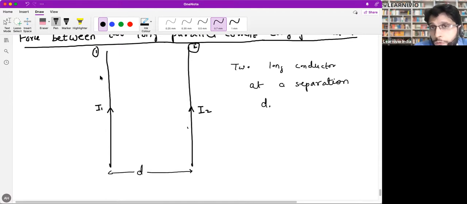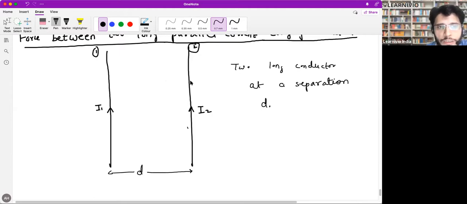A conductor will experience force due to an external magnetic field. Conductor 1 will experience force due to the magnetic field of 2, and conductor 2 will experience force due to the magnetic field of 1. There is no chance that conductor 1 can experience force due to its own magnetic field. Self-interaction doesn't happen in magnetic field. Whenever a conductor experiences some force, it's due to the magnetic field of some other conductor.